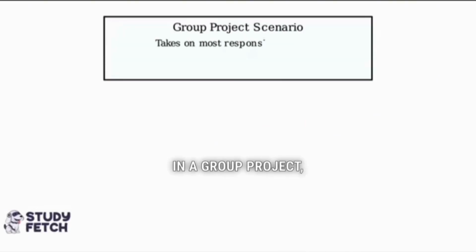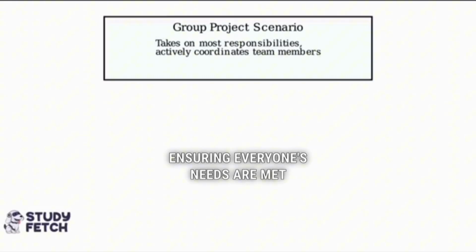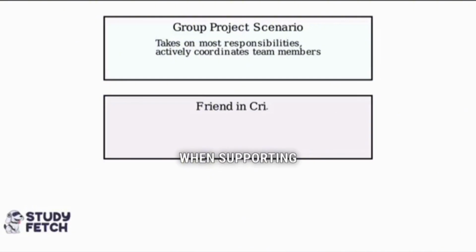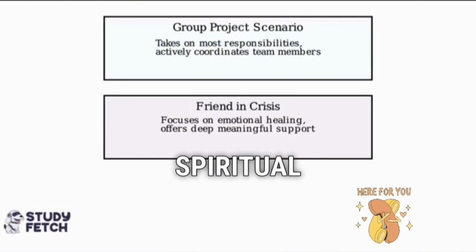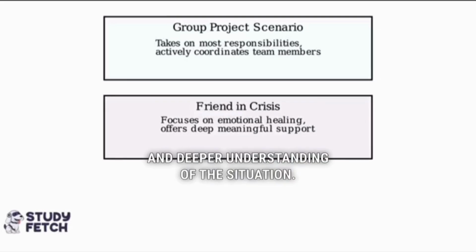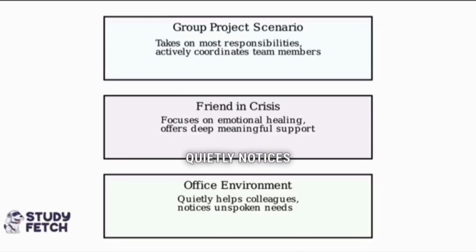In a group project, the involved guardian typically takes charge, ensuring everyone's needs are met while potentially overextending themselves. When supporting a friend in crisis, the spiritual guardian focuses on emotional healing and deeper understanding of the situation. In an office environment, the introverted guardian quietly notices and addresses unspoken needs, providing support without drawing attention.